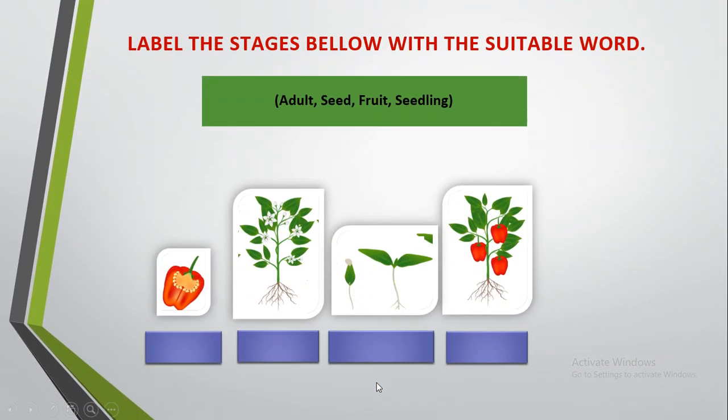To the exercise. Label the stages below with the suitable word. Adult, seed, fruit, seedling. Look at this picture. These are seeds inside the fruit. In this stage, this is an adult plant with flowers, and this is a seedling. This is a seedling. In this stage here, fruit.